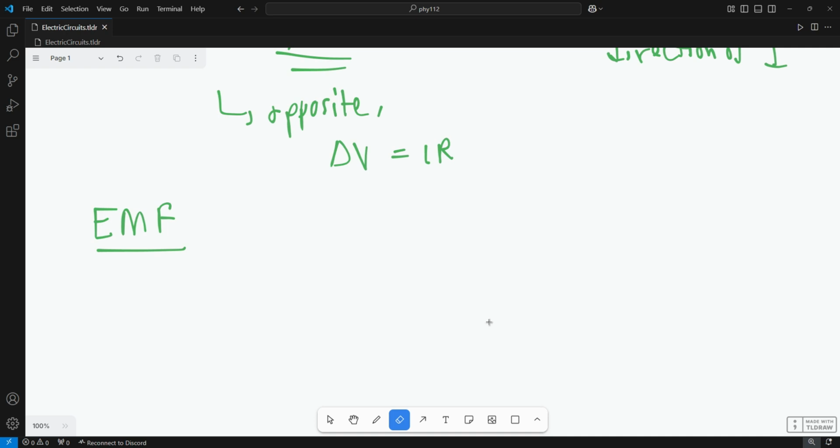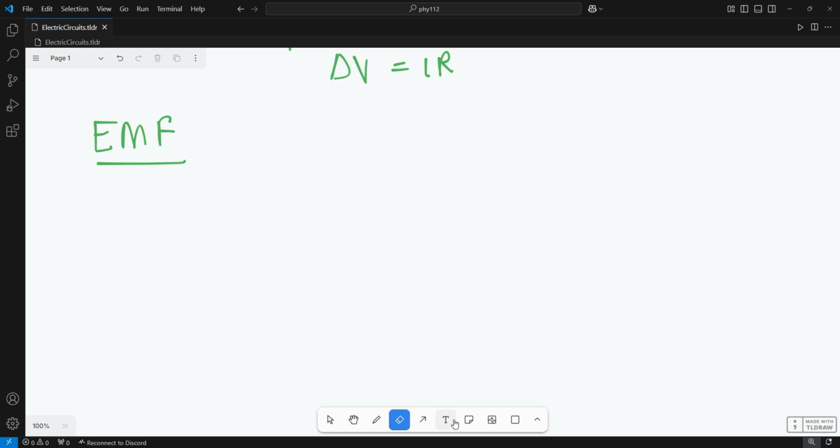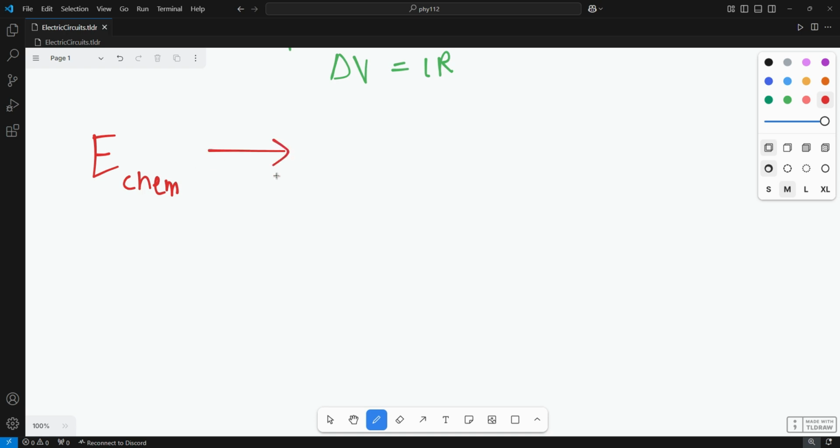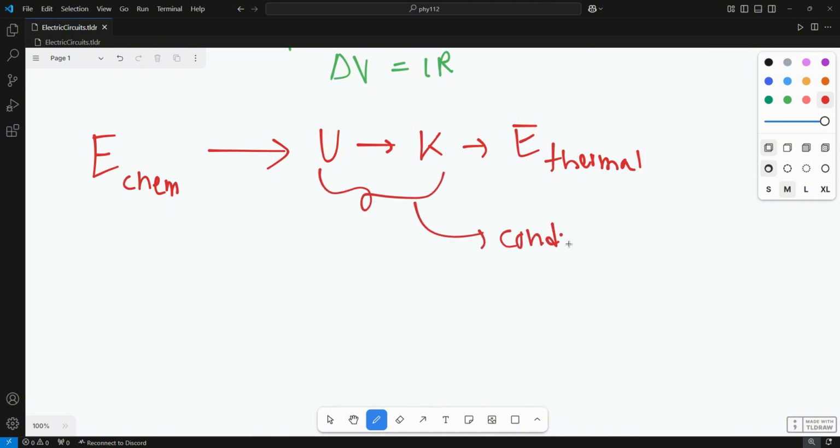So now let us talk a little bit about energy and power. The main goal of an electric circuit is to get power or utilize energy. So we know that the chemical energy is converted into potential energy, which is later converted into kinetic energy, which gives off thermal energy, which is heat energy, due to the friction and resistance. This part occurs in the conductor, and this loss of energy is known as energy dissipation.